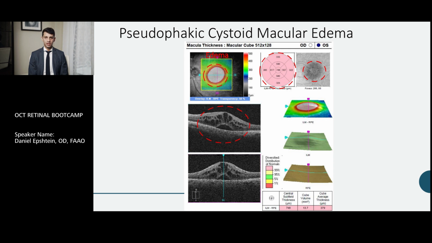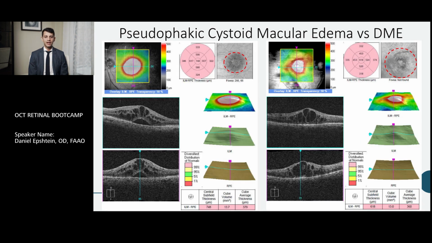Pseudophakic cystoid macular edema, so in patients who have had cataract surgery and then end up getting edema, will also look very similar. You're going to have that thickening on the retina maps, and that's going to correlate with what you see on the B scans. It gives you a great view of the petaloid cysts, and that will help you distinguish this form of edema from maybe diabetic macular edema or something else.